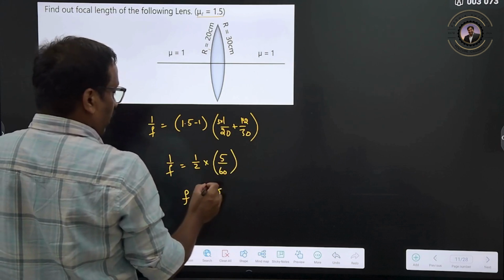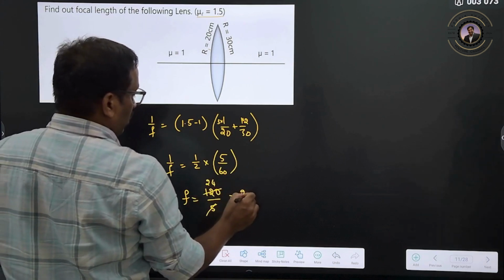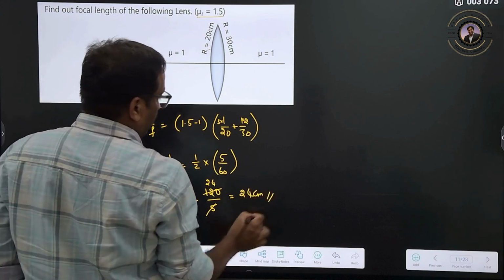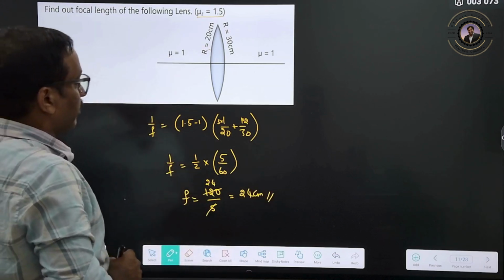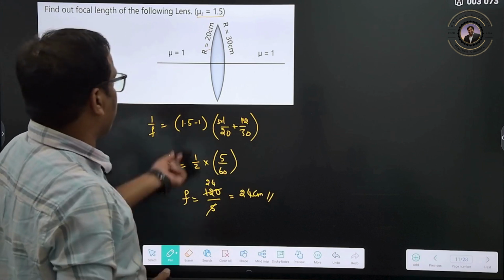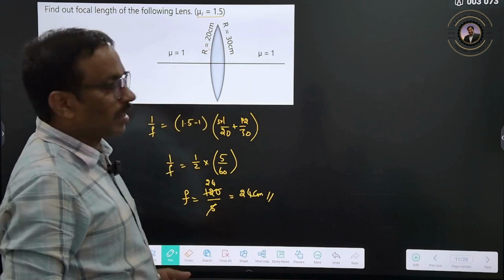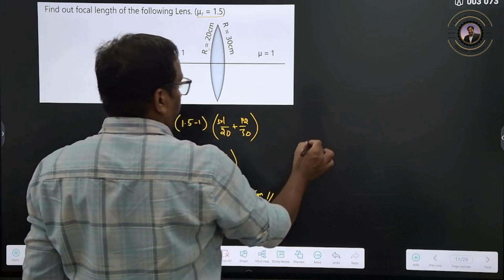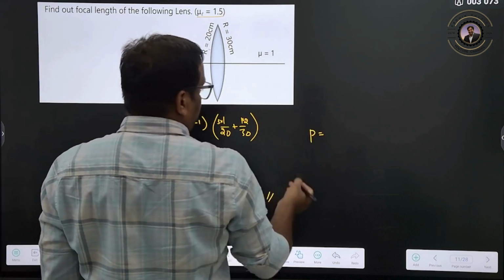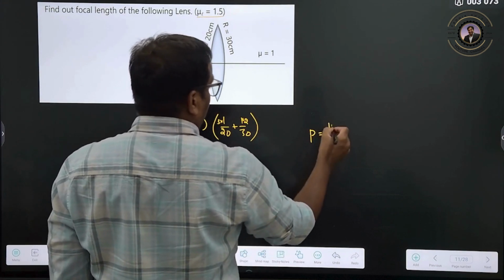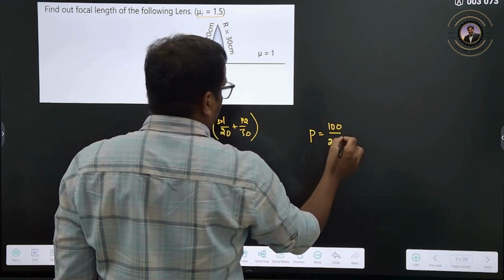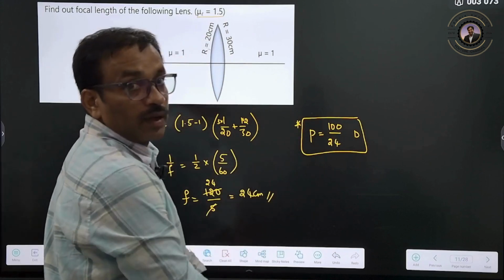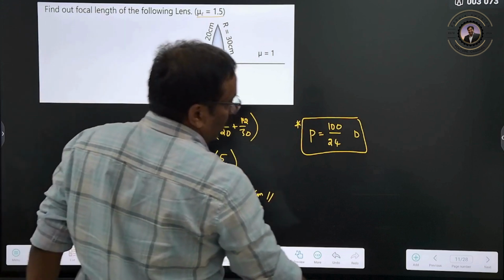5 twos are 10, so 24 centimeters will be the focal length of this. Clear? Sometimes they may keep an object and ask you to calculate, or they may ask what will be the power of the combination. Power equals 100 by 24 diopter. Clear? Now let us go for one more question.